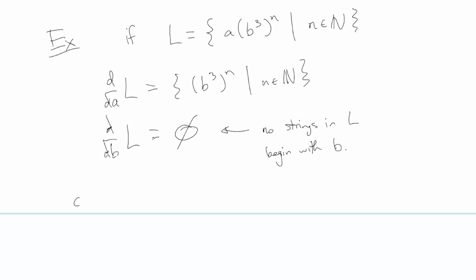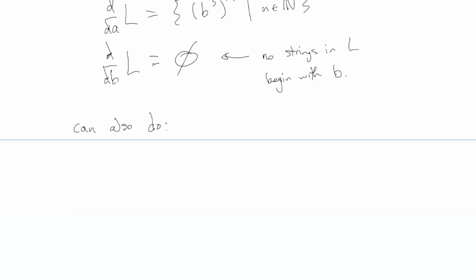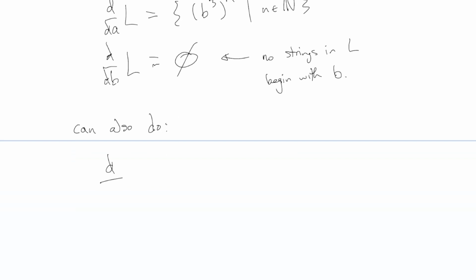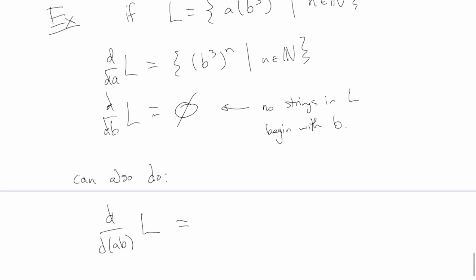We can also do something like this: derivative with respect to AB of L. This means the same idea. You look in the language for any strings which begin with AB, and then you take away the AB, and you give what is left over. Anybody think you can say what that is in this case?